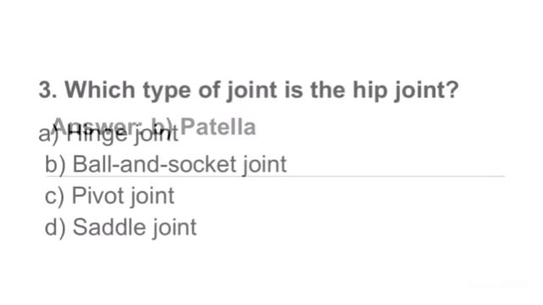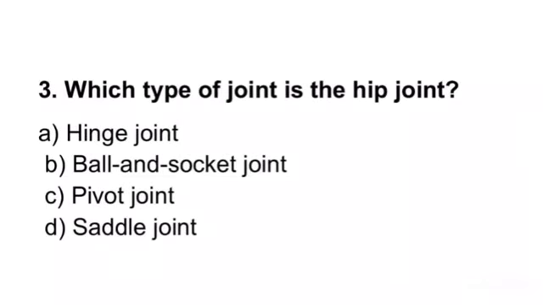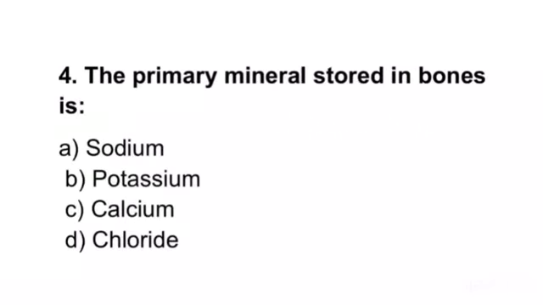Patella. 3. Which type of joint is the hip joint? A. Hinge joint. B. Ball and socket joint. C. Pivot joint. D. Saddle joint. Answer: B. Ball and socket joint. 4. The primary mineral stored in bones is A. Sodium. B. Potassium. C. Calcium. D. Chloride. Answer: C. Calcium.